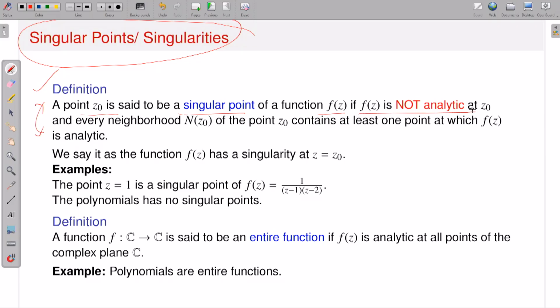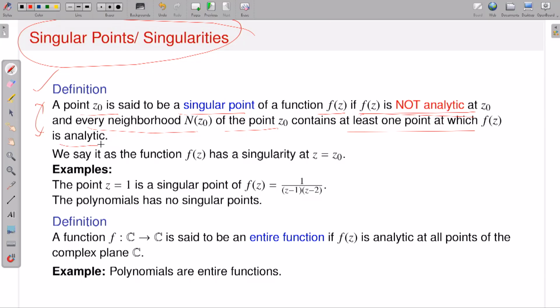Okay, so therefore if my function is not analytic, that means it is singular. Then I will have some extra conditions. What is that? You see, first of all, f is not analytic at a point. Of course it has to be like that. Then every neighborhood of the point z0 contains at least one point where my function is analytic. That means I am demanding a little more.